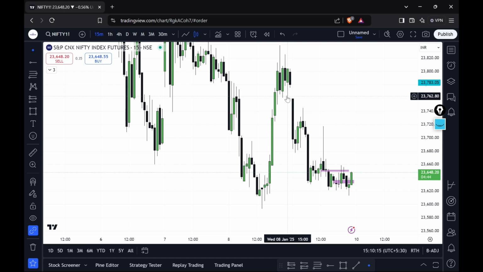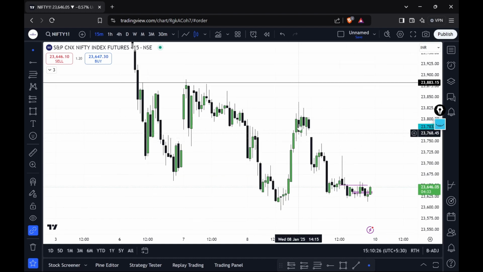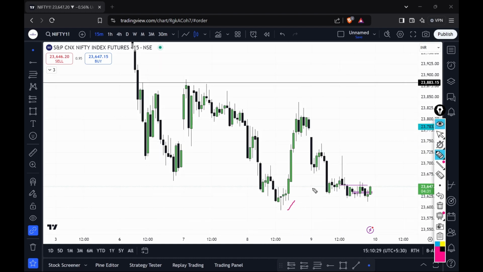I think, yeah, I have shorted somewhere in this bar, I guess. And I have kept my stop loss somewhere on this high, or somewhere relatively on these highs itself. Why have I kept my stop loss here? Why have I shorted here? Because this is a manipulation candle.